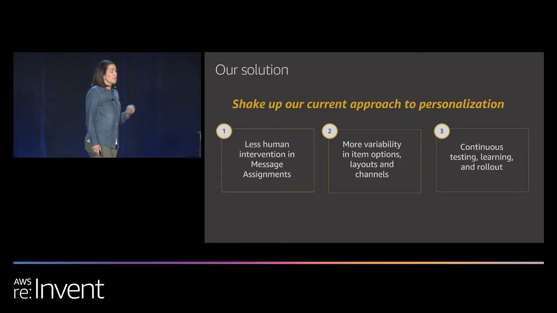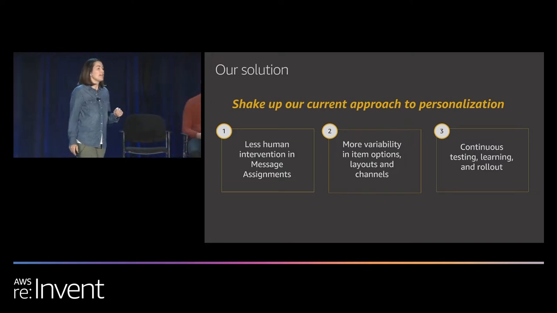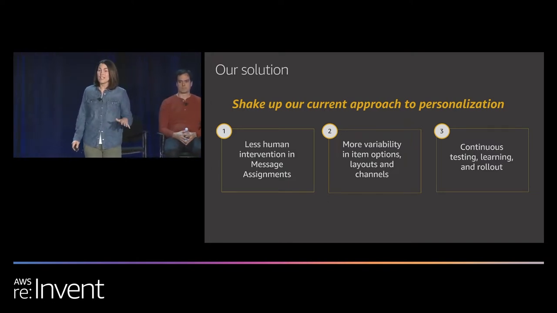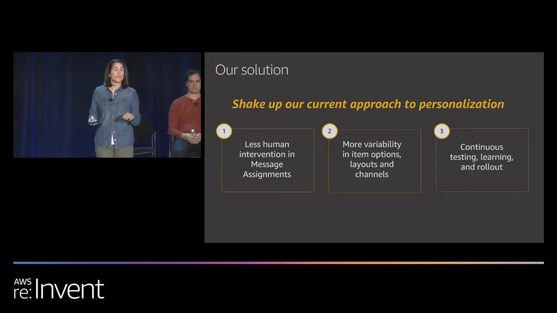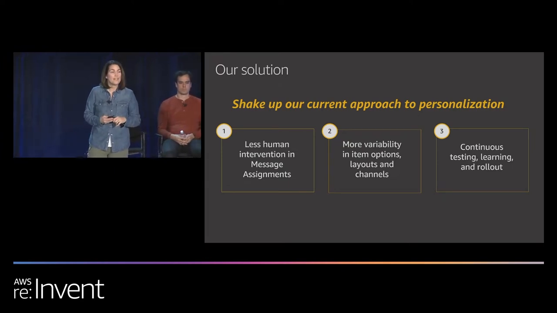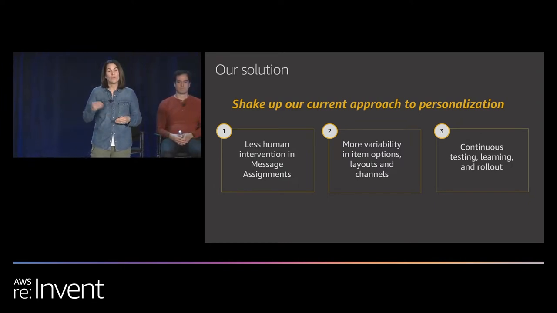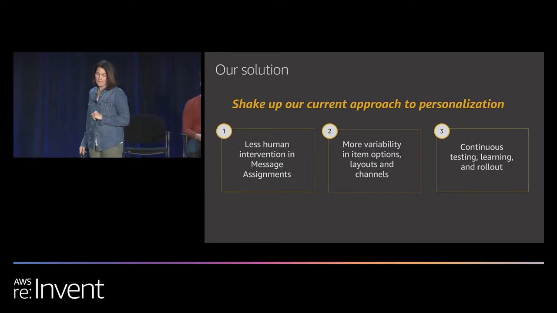So our solution. Our solution focuses on three things. One, less human intervention. Stop letting people define rules to choose what players want to see. And I'll tell you, this was probably the hardest for most people to give up. This means we can no longer go with our gut on what we think is important. We're letting the machine choose for us.